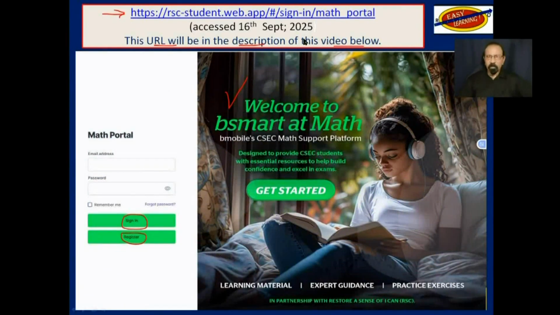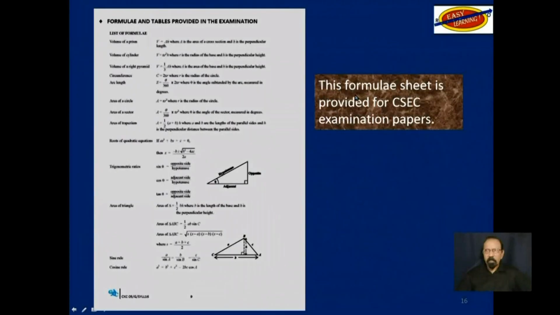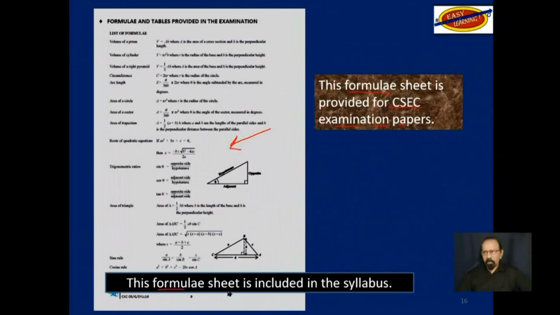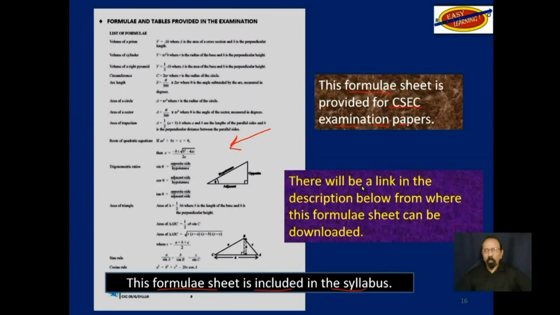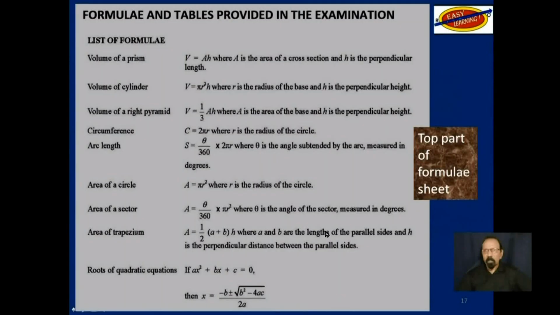Another reminder that this formula sheet is provided for CSEC math examination papers. This one you see here on the left. This formula sheet is included in the syllabus. If you don't have a syllabus, there will be a link in the description below from where this formula sheet can be downloaded. This is the top part of that formula sheet, so you could see it a little closer.